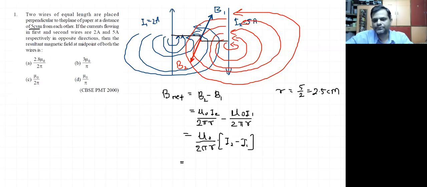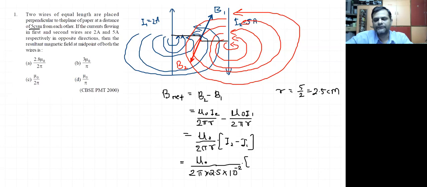And then if we just put all the values, then the value of 4 pi mu naught is already visible to us in the option. So there is no need to put the value of mu naught at all. Just keep it as it is. Here again 2 pi r. R is going to be replaced here by 2.5 centimeter. But just don't forget again to convert this centimeter into meter. So I convert by multiplying it by 10 raised to -2.